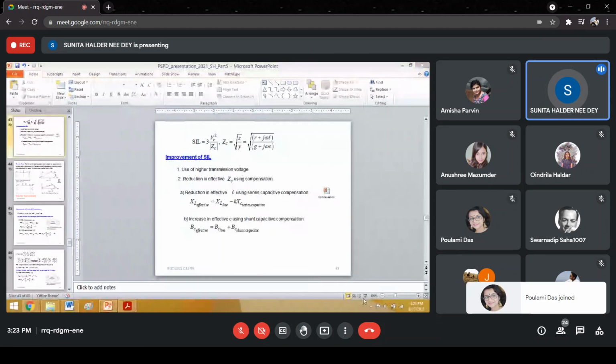So actually now what happens? We shall apply this compensation when there is a heavy loading condition and we want to increase the load. Otherwise, it is not required. So this type of compensation is required only when we need to improve the power transfer. When obviously there is no need for improvement in SIL, there is no need of compensation.